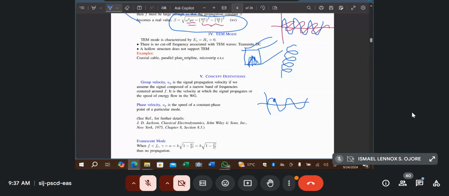There's a point there, the speed at which that phase is changing, and then the velocity of the wave. Do you think the speed at which the phase is changing could be more than the group velocity, the speed at which the signal propagates? Yes, the phase velocity can be greater than the group velocity.